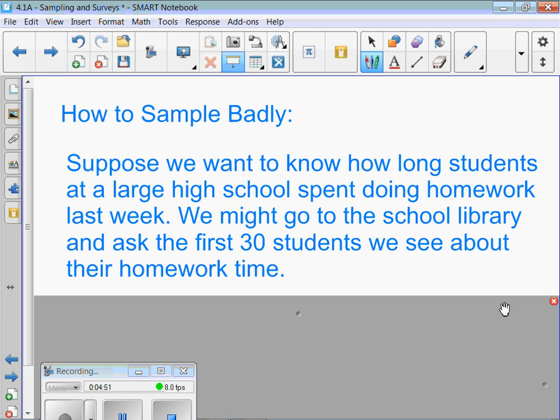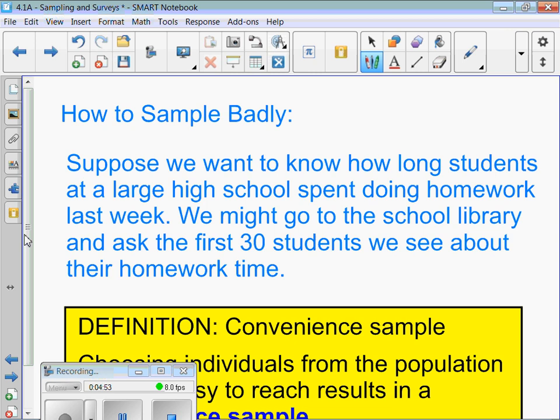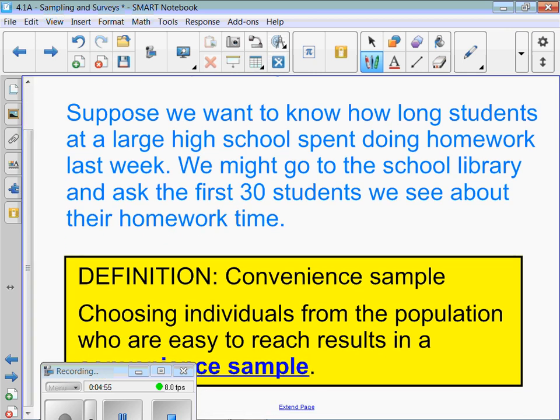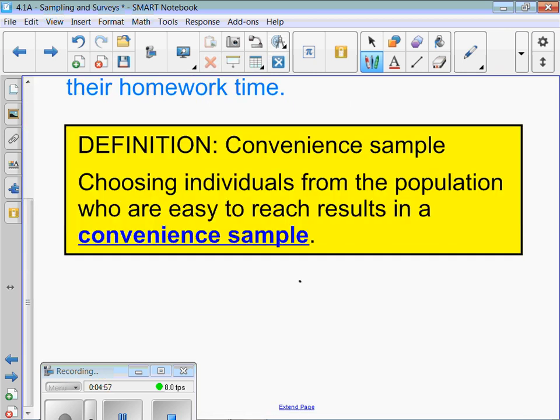So this is called a convenience sample. When you choose individuals from the population who are easy to reach, this results in a convenience sample. And I would write this down.